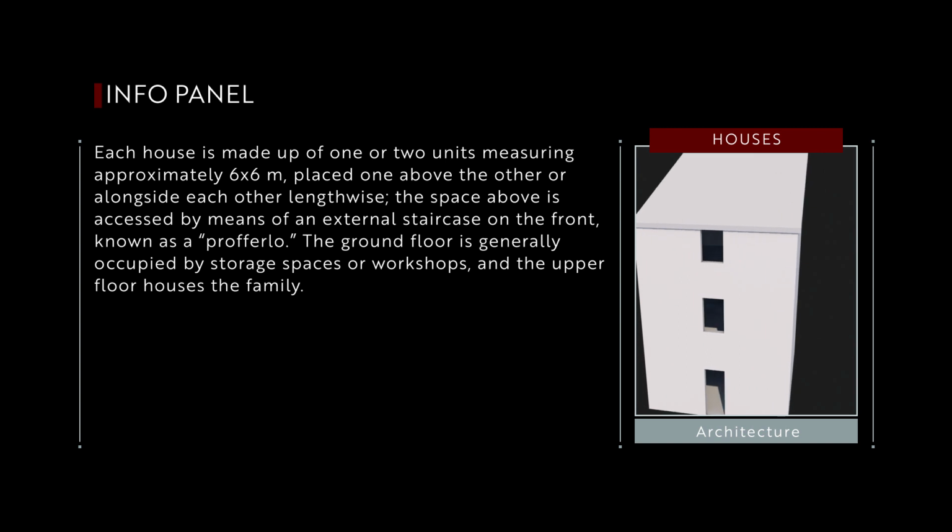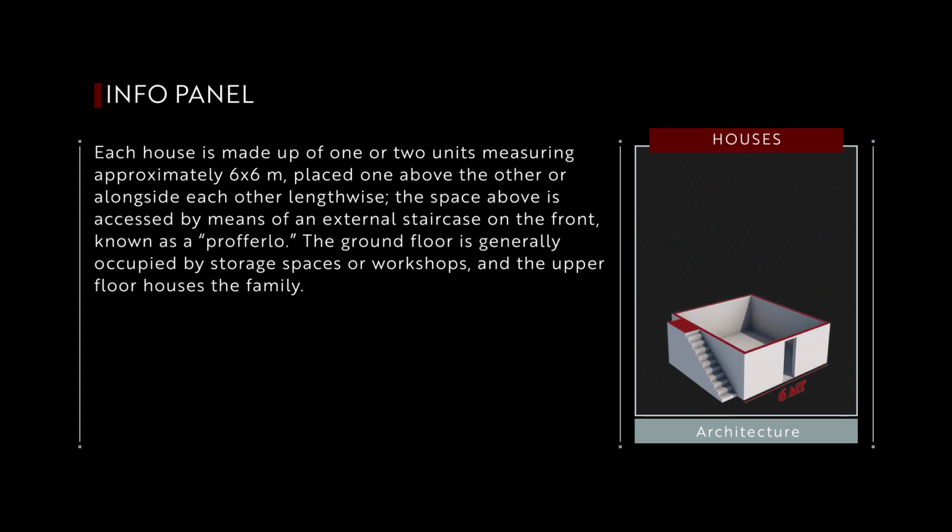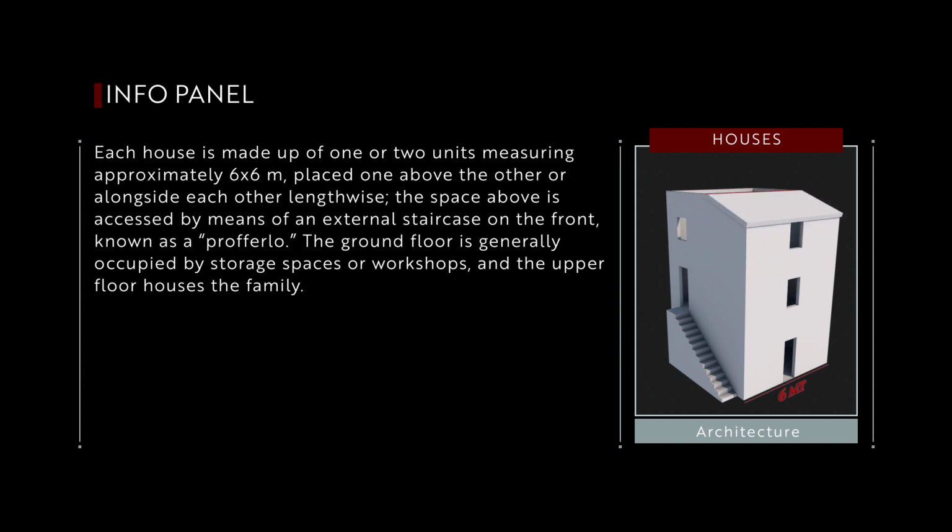Each house is made up of 1 or 2 units with sides measuring approximately 6 by 6 meters, placed one above the other or end to end. The space above is accessed by an external staircase, known as a profello. The ground floor is generally occupied by storage spaces or workshops, and the upper floor houses the family.